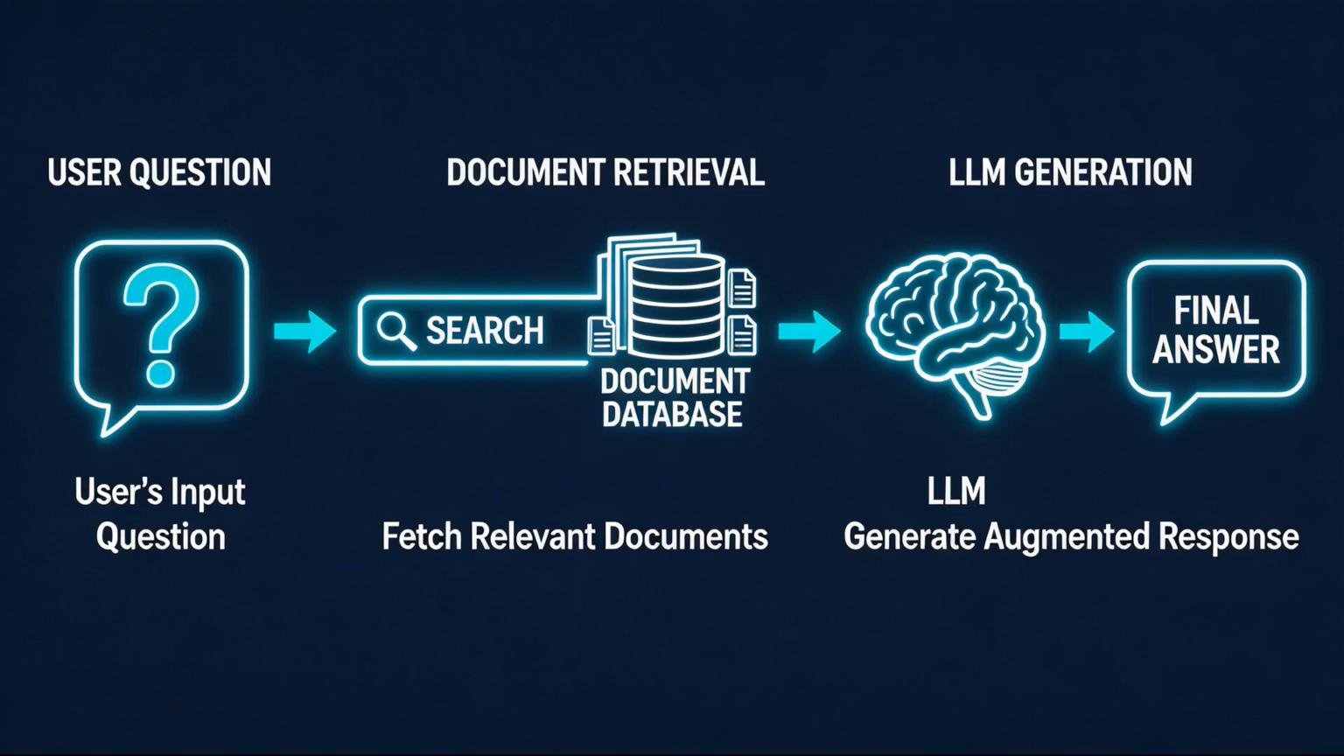The process has two steps. First, retrieval. The system searches a database of your documents and finds the most relevant passages. Second, generation. Those passages are fed to the language model as context, and it generates an answer based on your actual data. The AI isn't guessing anymore. It's reading and answering.